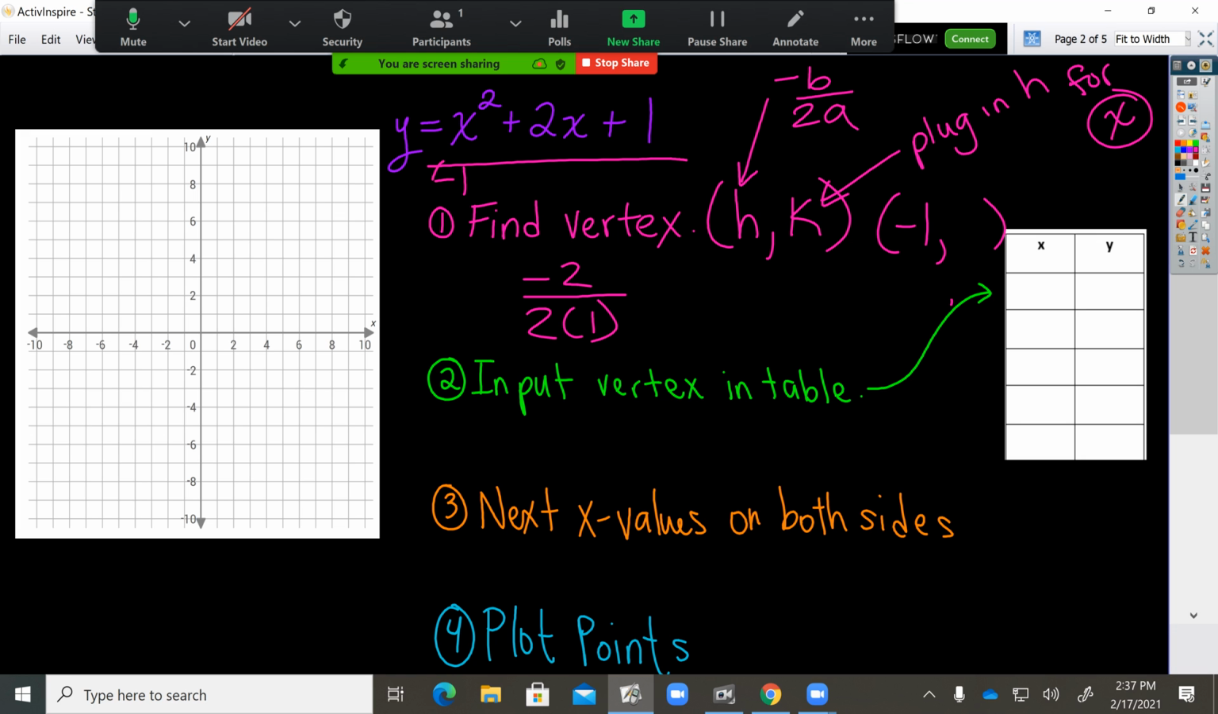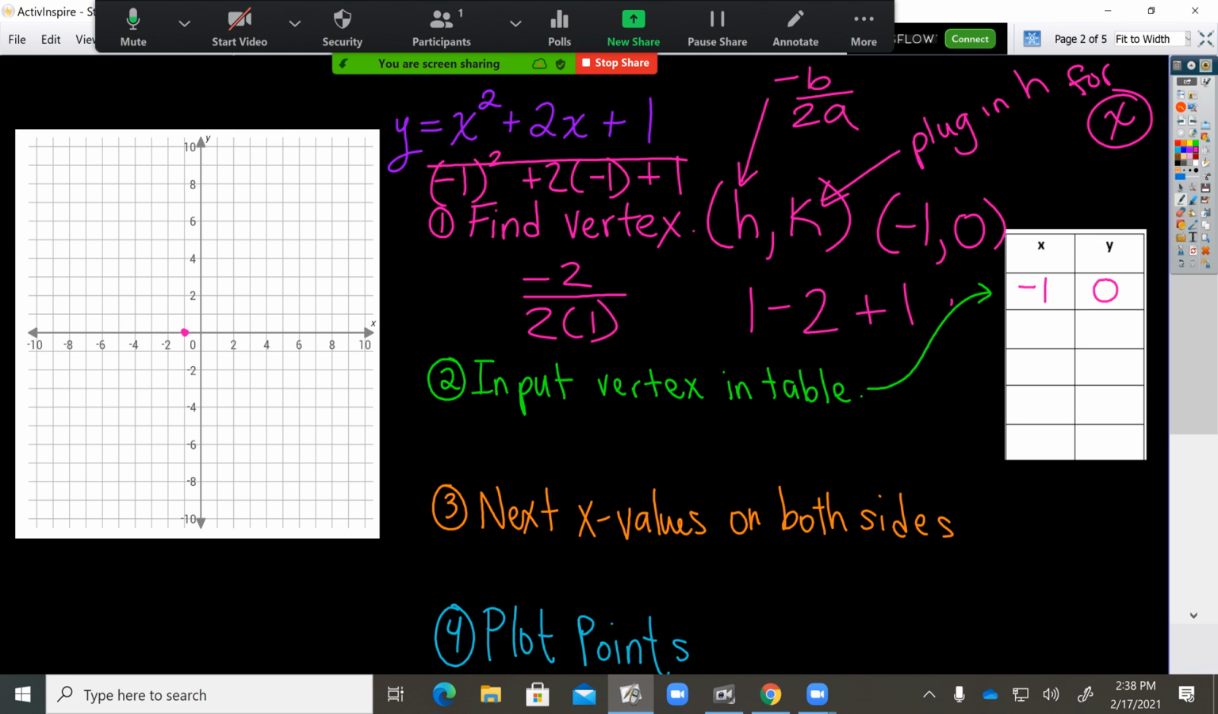Now you plug in negative 1 into the equation wherever you see an x. And now you just solve. Negative 1 to the second power is positive 1. 2 times negative 1 is negative 2. And now 1 minus 2 plus 1 equals 0. So negative 1 comma 0 is my vertex, which means the first point in here is negative 1 comma 0. Now let's go over here to the graph and plot that point real quick. Negative 1 comma 0 is right here.